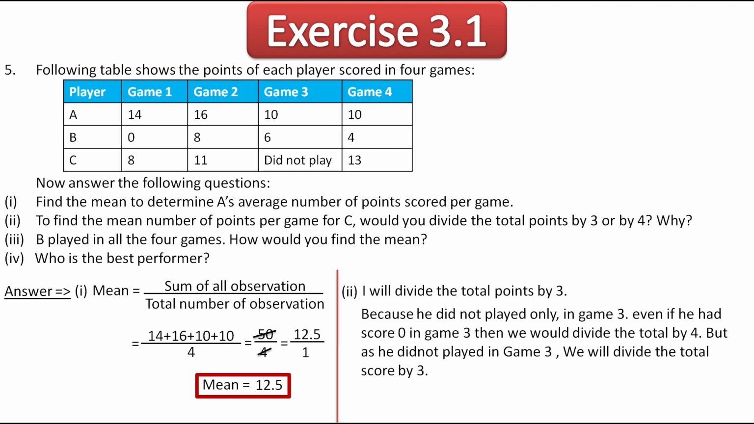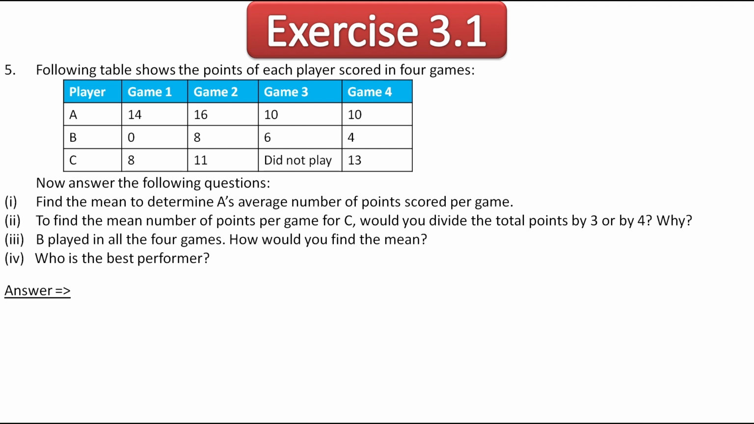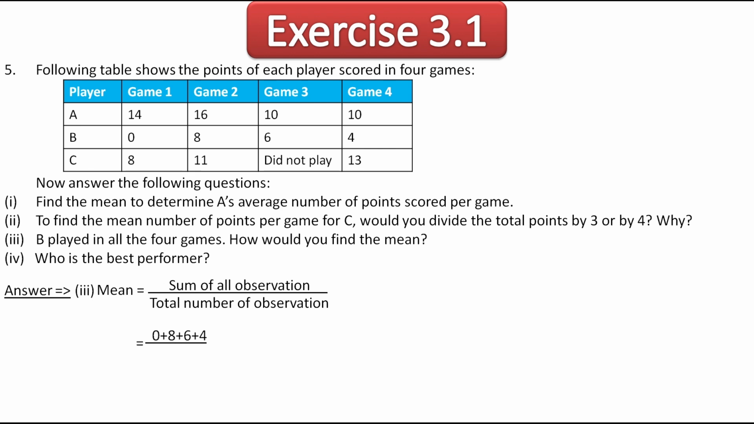Now let's solve the third question, that is B played in all the 4 games. How would you find the mean? It's easy. For the mean, we already have the formula. Here the observations are 0 plus 8 plus 6 plus 4, and we have to divide by 4. So I got 18 upon 4. When I divide, I got 4.5 as the mean.